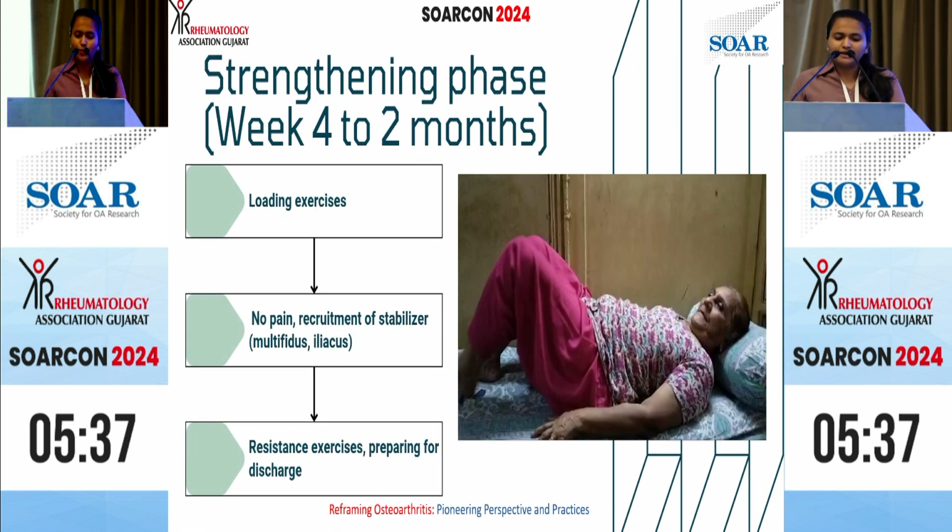Next was the strengthening phase after week 4. I started with loading exercises for the core and more stability exercises involving more functional activity. Resistance training was given for the gluteus, focused on the lumbopelvic stability to reduce the relapse and work more towards her discharge.